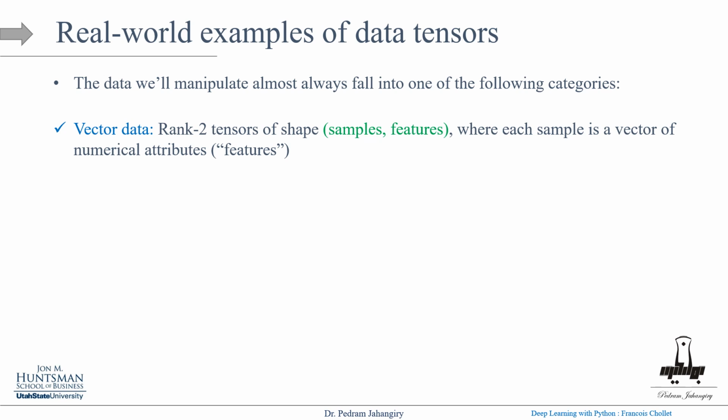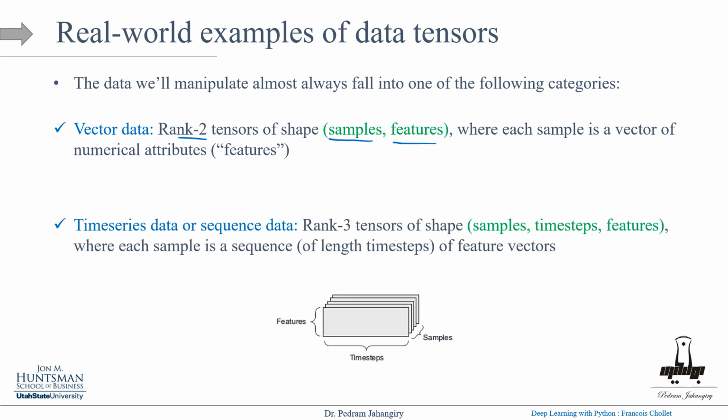So again, vector data, we said that it's a rank 2 tensor, and it's like this: samples, features. Remember, we go from global to local, right? So we start from how many samples you have and how many features. So each sample is a vector of numerical attributes. If I have a data set like this, x1, x2, let's say x50, and if I have observations from 1 to 1000, what is the shape? The shape is going to be 1000 by 50. Okay, samples and features.